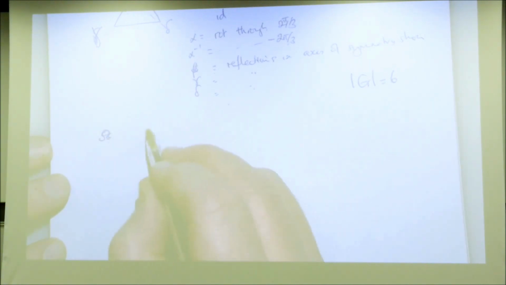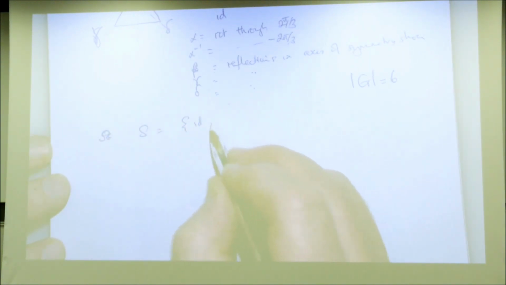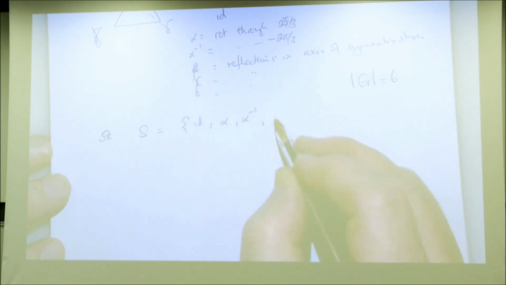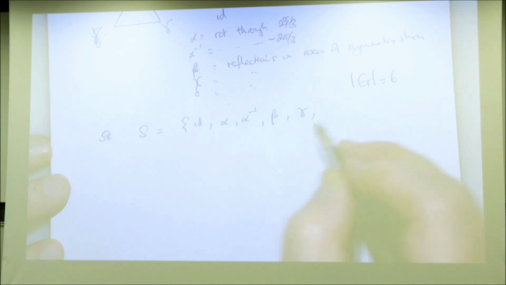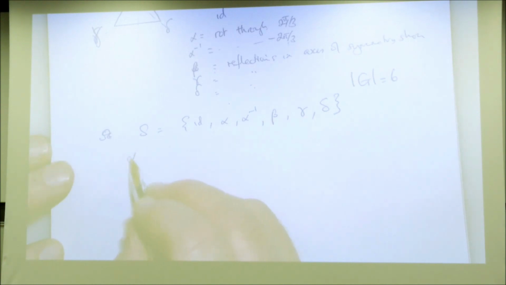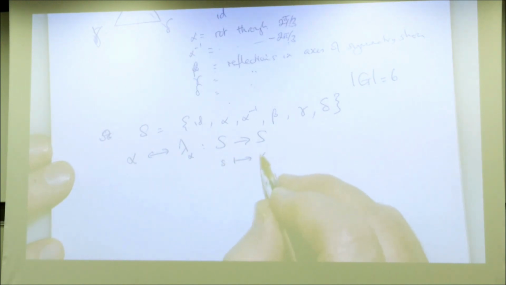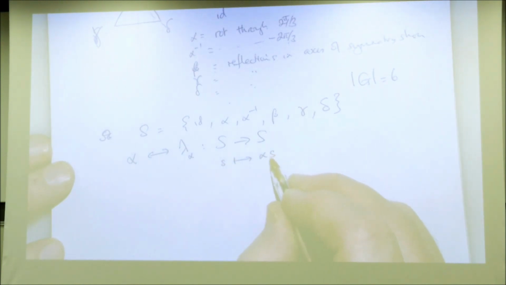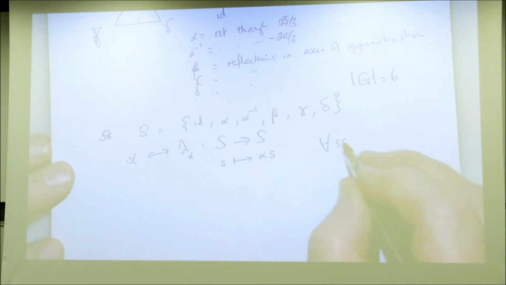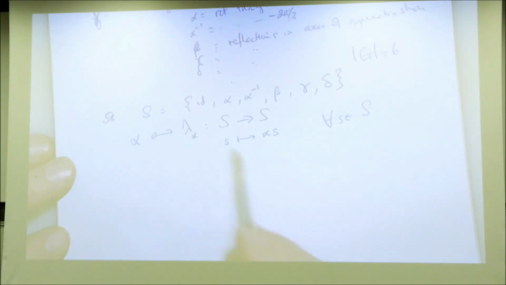So what you do is you let S be the set id, alpha, alpha inverse, beta, gamma, delta, and you associate to alpha, for example, left multiplication by alpha. So let's see what this does.